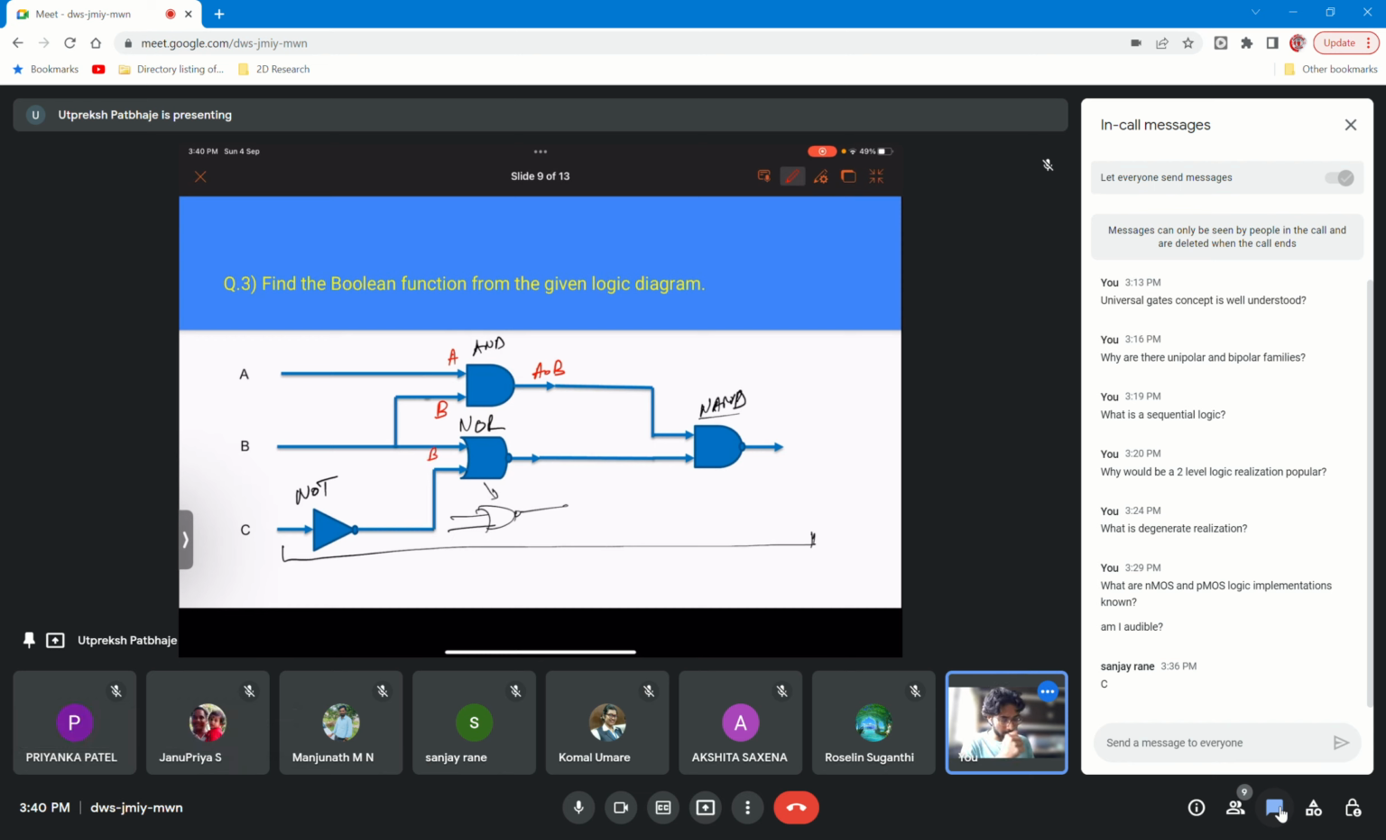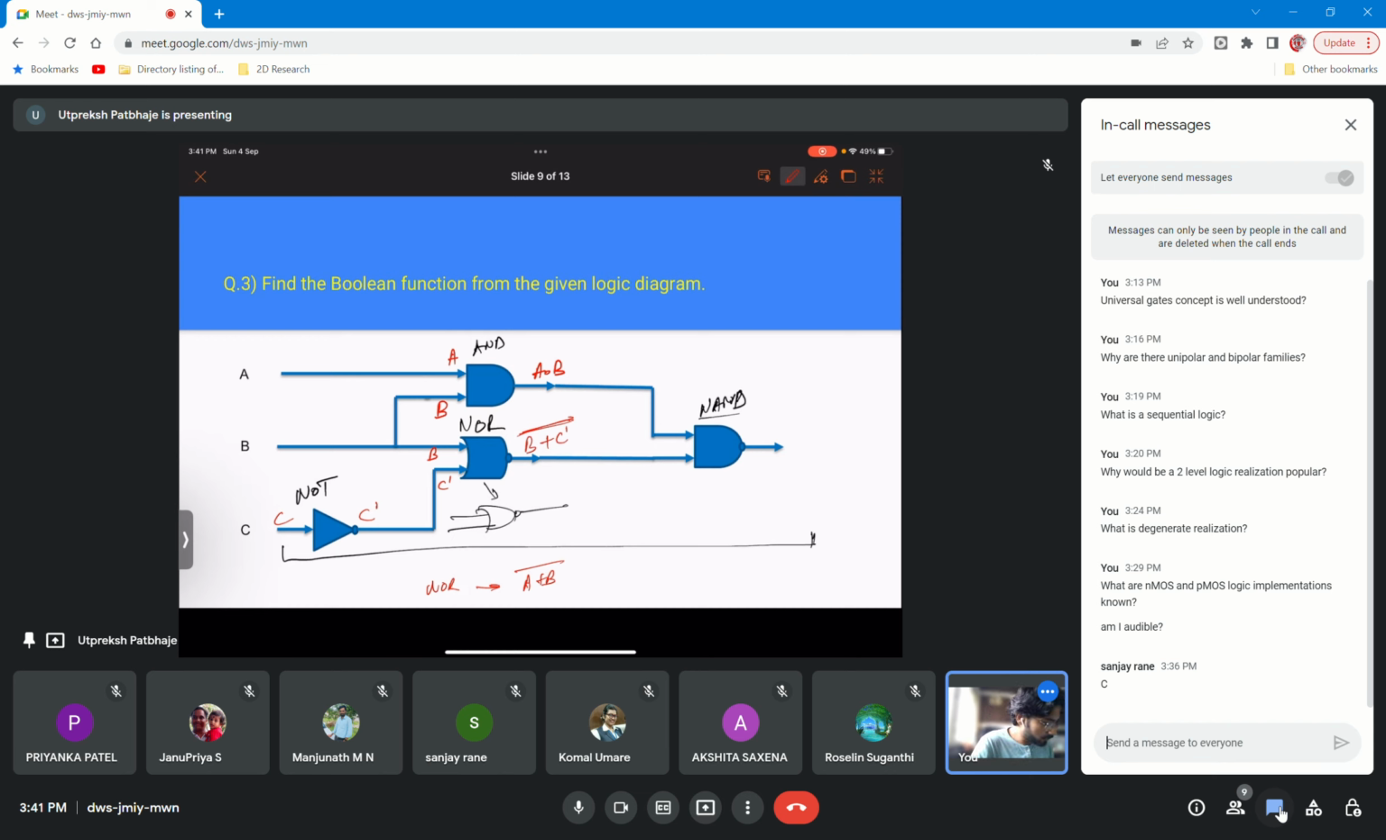Then C passes through an inverter. So initially you get a C, then you get a C complemented, and this C complemented goes to your NOR function, NOR or your bubble OR. So these are interchangeable. At this point, the NOR function is just a complemented OR, so A plus B complemented, or barred. So what we will be getting here will be B plus C dash whole barred. Okay, so this will be the output at this NOR gate.